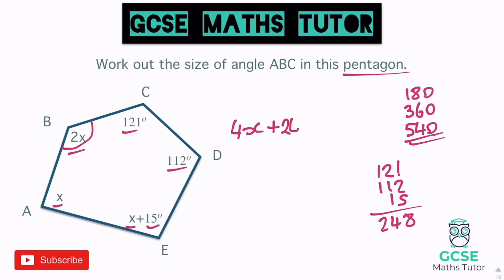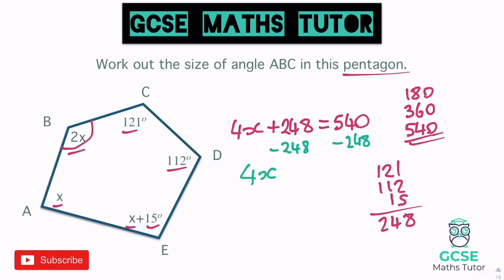So plus 248 has to equal 540 degrees this time. And there's our equation made, because we know all these angles have to add up to 540. So we've got slightly bigger numbers here, but let's take away 248. So take away 248, and it will tell us what those 4x's have to equal. So 540 take away 248 gives us 292.